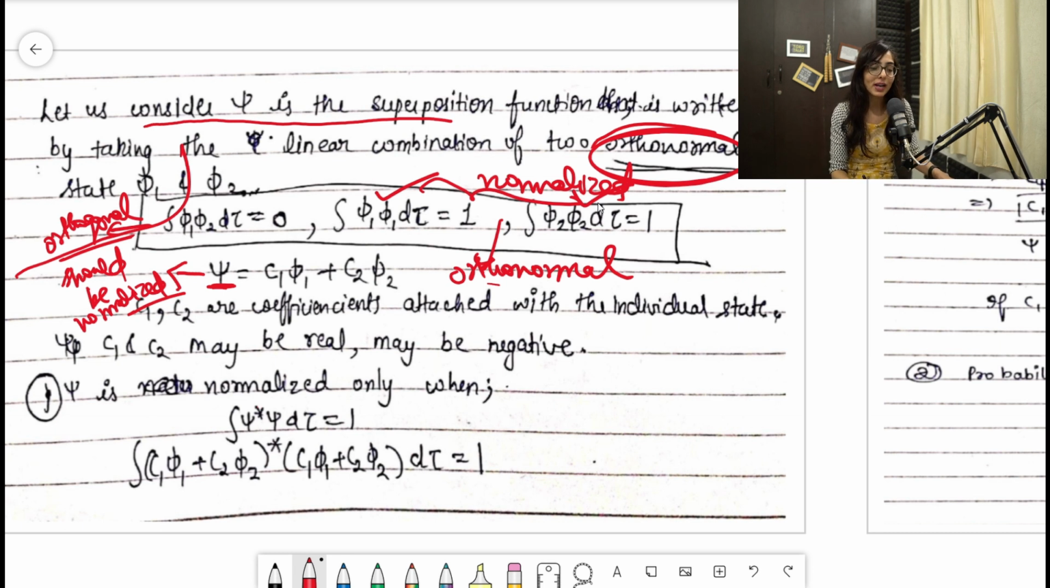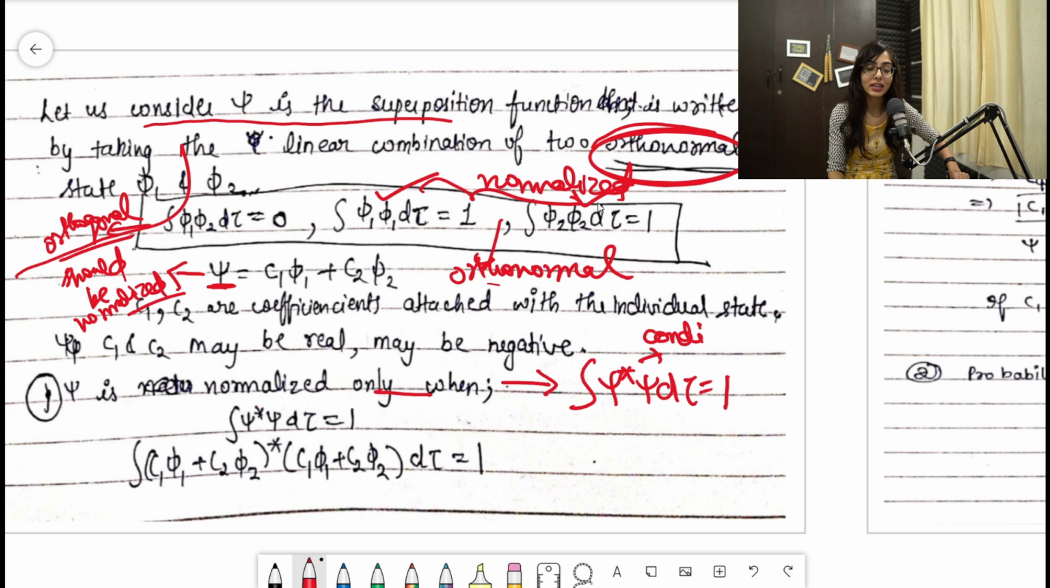This can be normalized only when you know the condition of normalization, that the integral of psi star psi d tau should be equal to 1. I hope that is clear. This is the condition for normalization. So what I'll do now is take the integration like this, psi star psi d tau. Then I'll put its value.